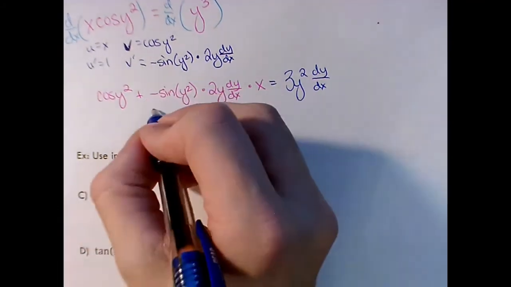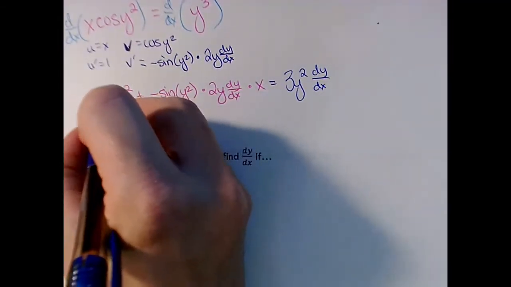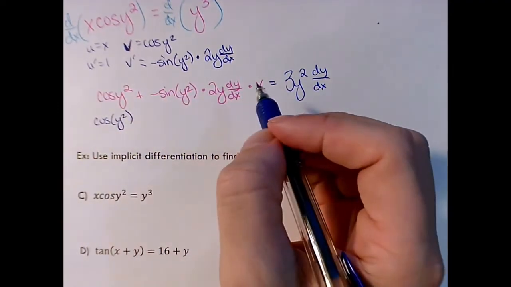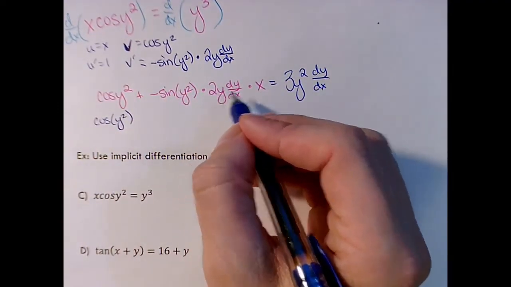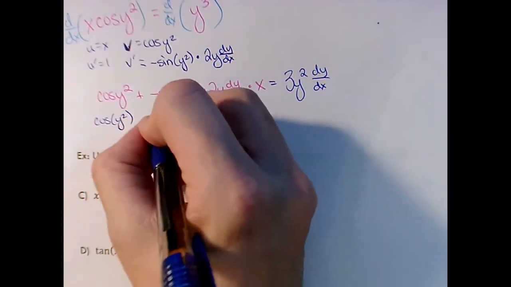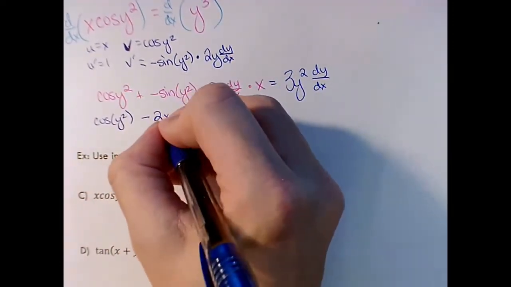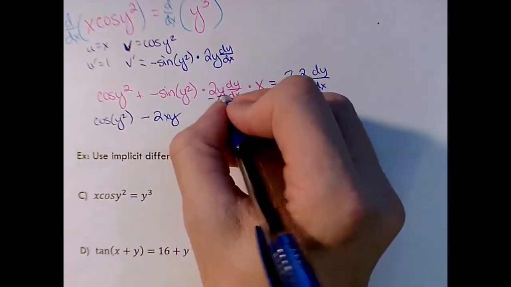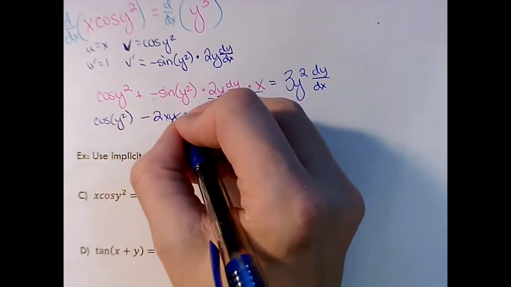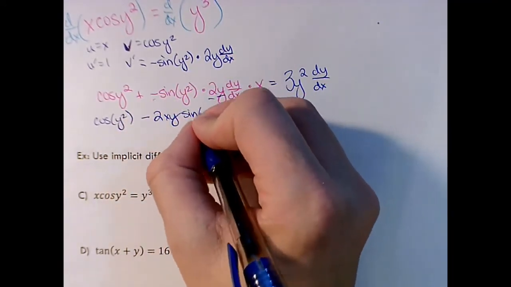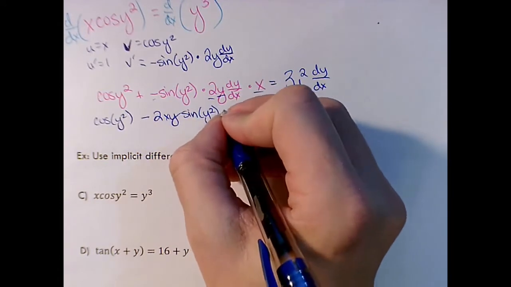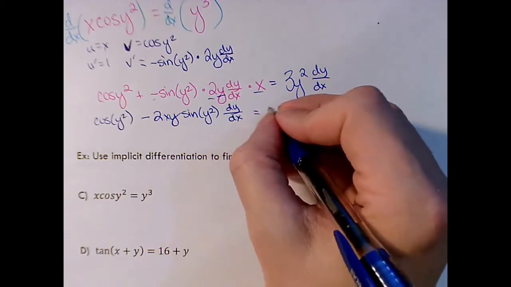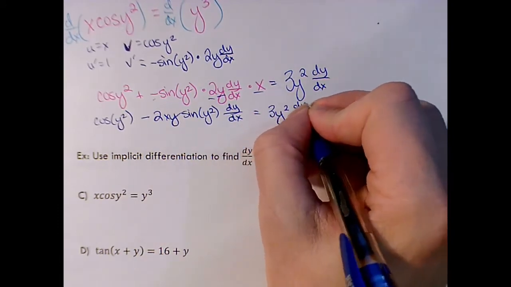All right, so let's clean this mess up right here. I have cos(y squared). I'm putting it in parentheses because it just looks nicer. What do I have? I have 2, I have y, I have x, and I have a negative. So minus 2xy, right? 2xy negative sine of y squared dy dx equals 3y squared dy dx.